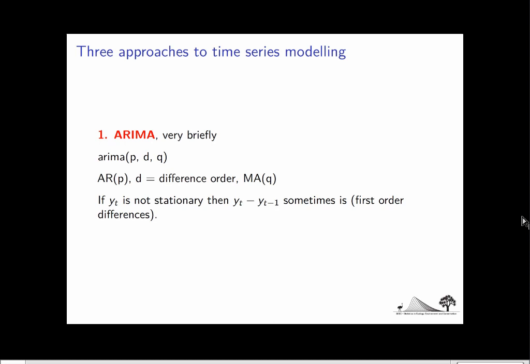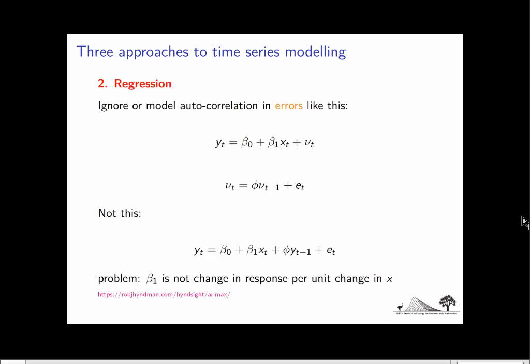Okay, so you can either ignore your autocorrelation and just do a normal regression, or you can model your autocorrelation. If you ignore it, very often it's not too serious, but you can do better. You should create better models, better estimates, better predictions if you incorporate autocorrelation. The important thing is that you shouldn't add autocorrelated values, values shifted in time, values of the series itself. You should model the autocorrelation in the errors, in the residuals, rather than putting in terms of the series itself.